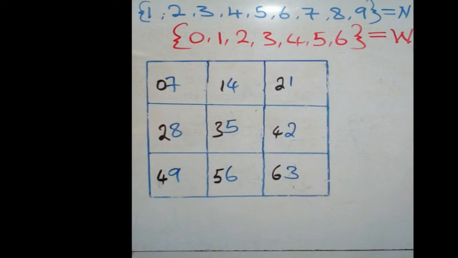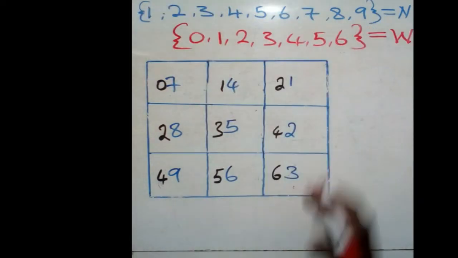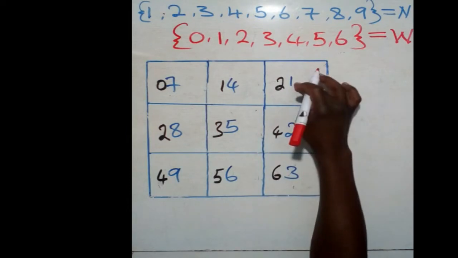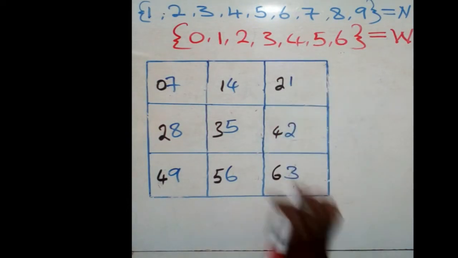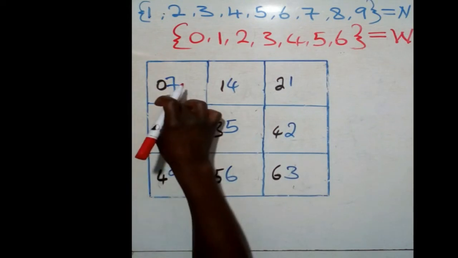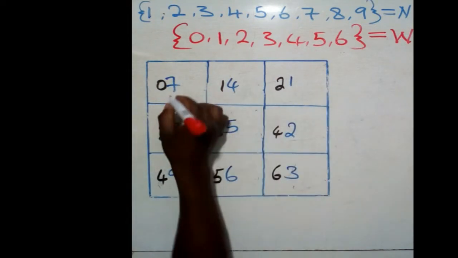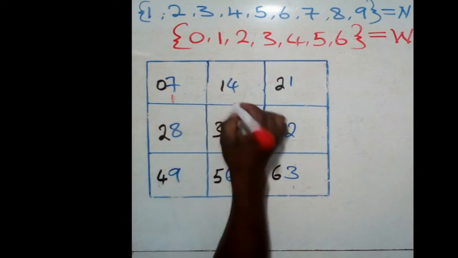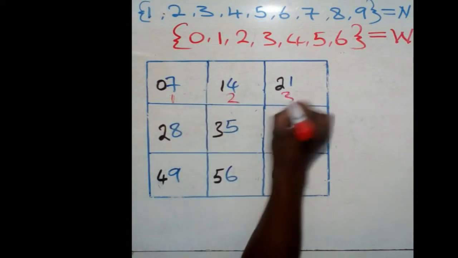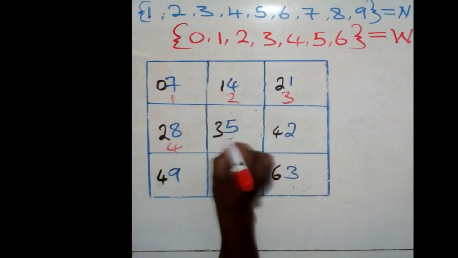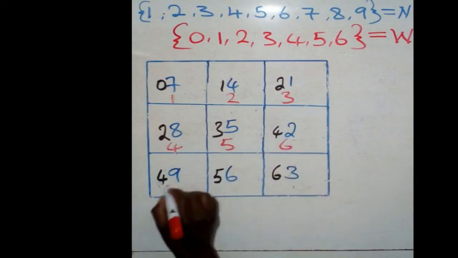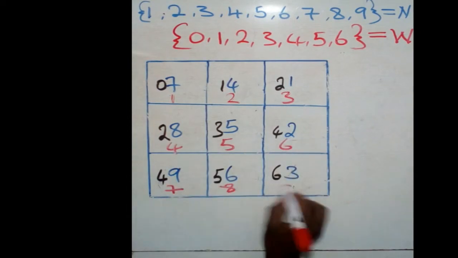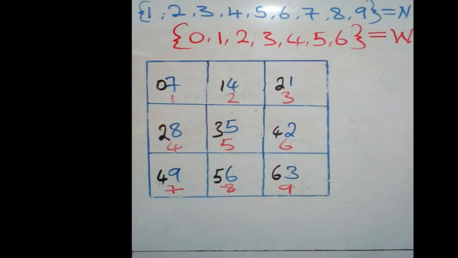From there, we still write the natural numbers in the boxes, but in this case they will not start from here. They will not be going down like that. They will actually start from here and go like that. So we have a 1, we have 2, 3, 4, 5, 6, 7, 8, 9. After that, now we can start the game of creating numbers. Otherwise the game was already started.